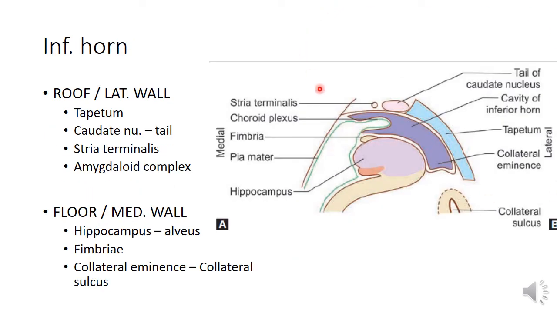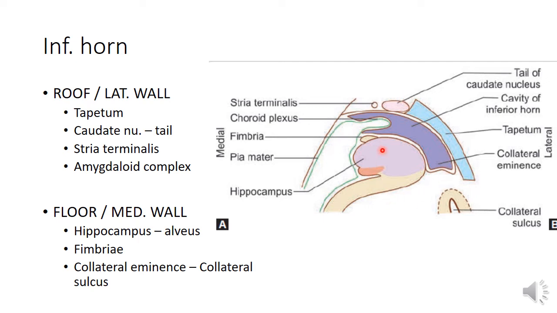The inferior horn of the lateral ventricle. So here you can see this is the cavity of the inferior horn. The roof is formed by the tapetum and the tail of the caudate nucleus, and the stria terminalis. At the end of the tail of the caudate nucleus, there is the amygdaloid complex as well. So that also forms a part of the roof of the inferior horn of the lateral ventricle.